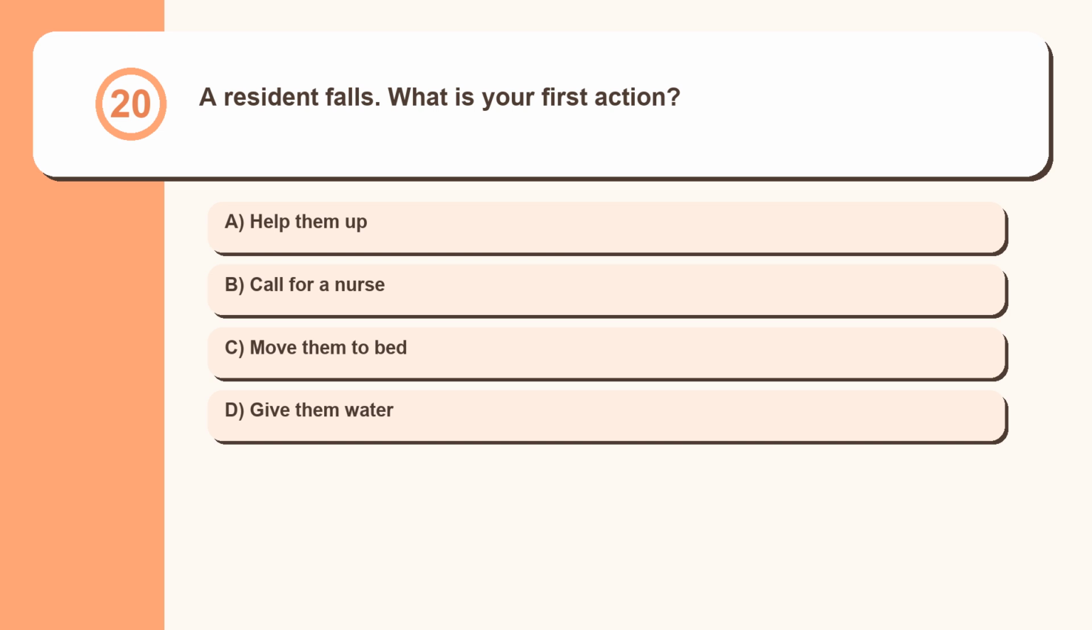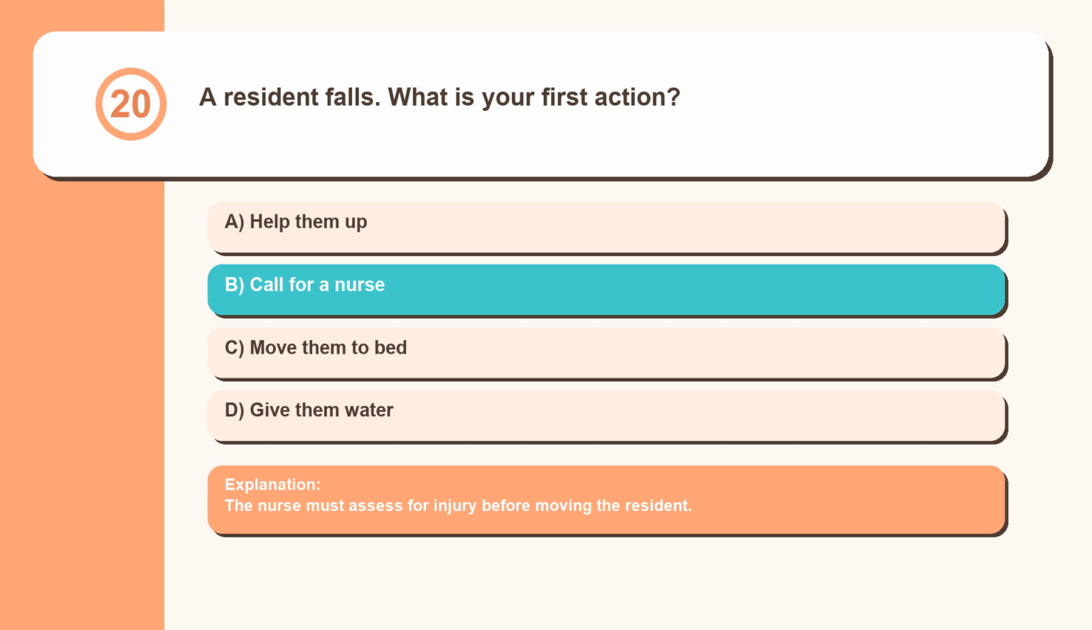Question 20. A resident falls. What is your first action? Help them up. Call for a nurse. Move them to bed. Give them water. The nurse must assess for injury before moving the resident.